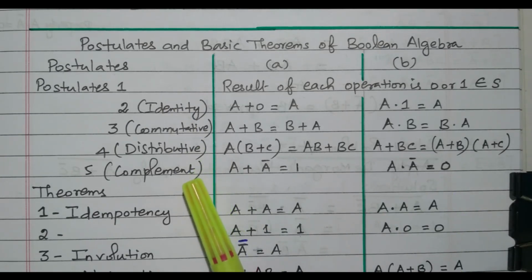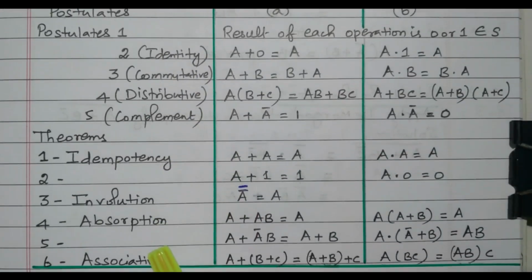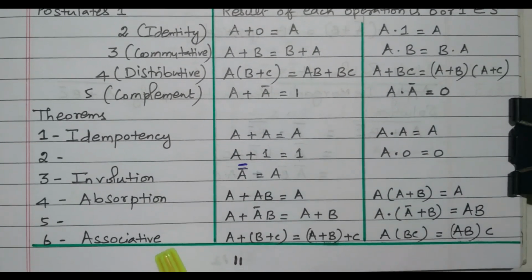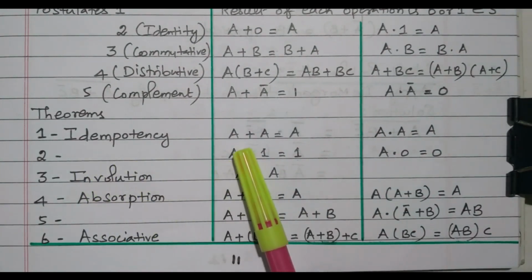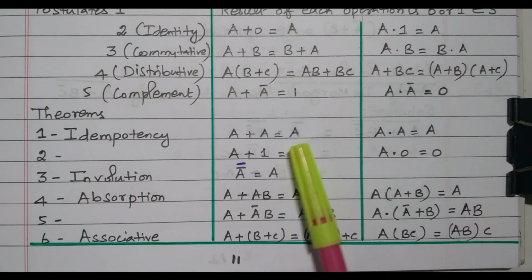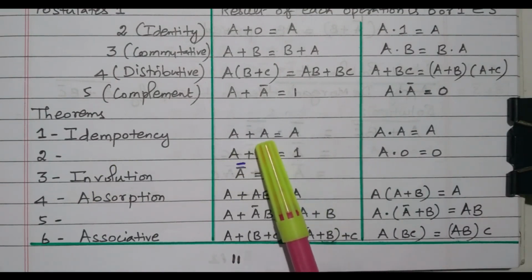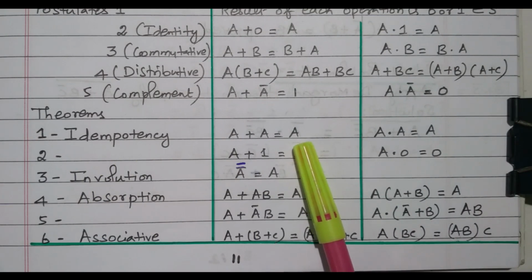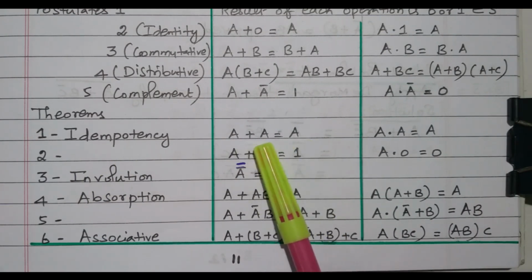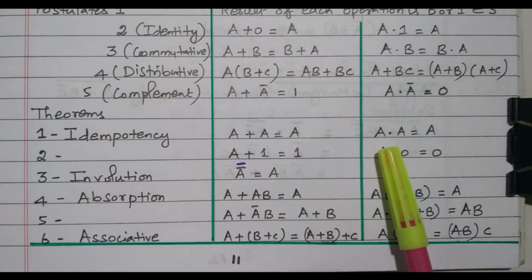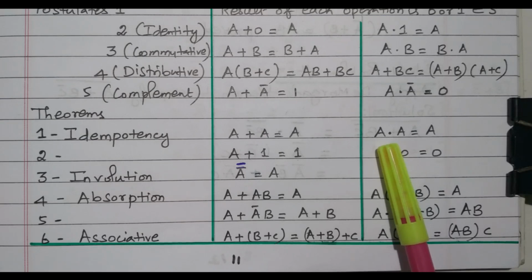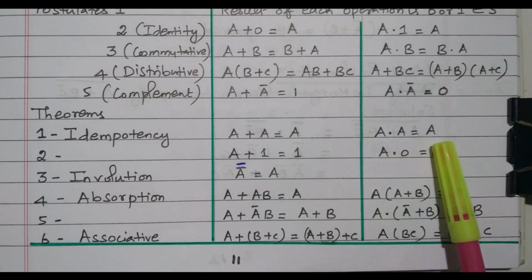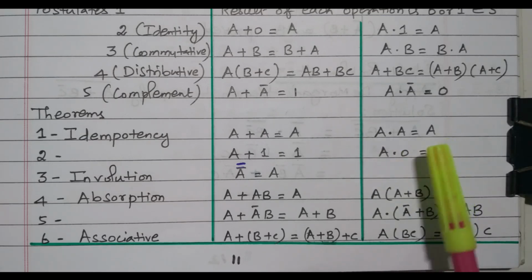Next, we will go to the theorems. There are 6 theorems available. First one, the idempotency theorem. A plus A equals A. If you add the same variable A again, the result will be the same. A plus A equals A. In the case of the AND operator, A into A equals A. If you multiply variable A with the same variable, the result will be the same variable.